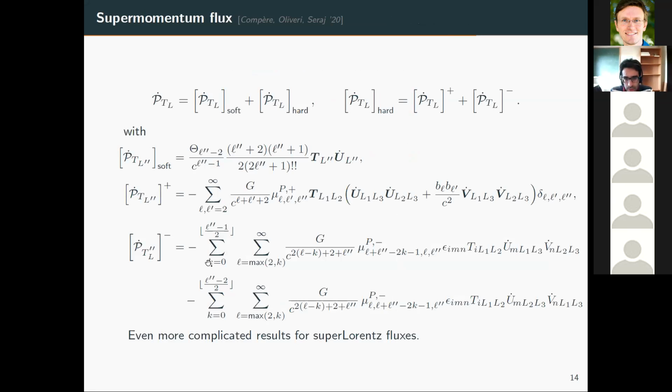Okay, so you can do similarly for higher BMS balance equations. For example, for supermomenta, it took an expression like this. It's a bit long, but everything is determined here. Here you also have soft terms and hard terms. For Poincaré, you only had quadratic terms, hard terms, but here you also have linear terms. Then you have parity odd and even terms, which are given here, and so on.